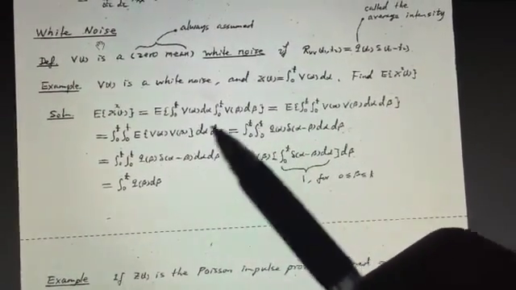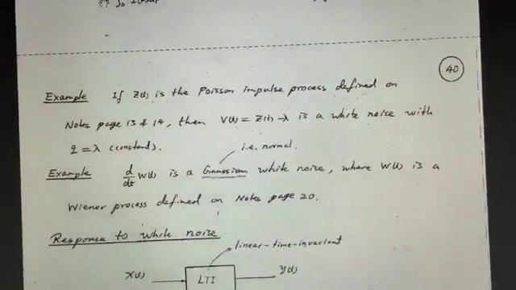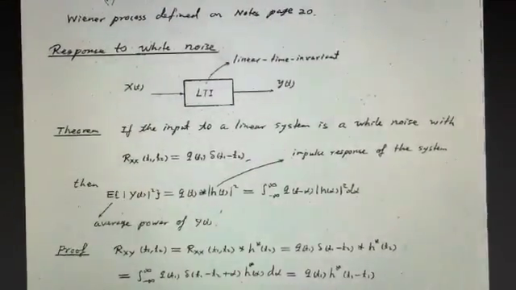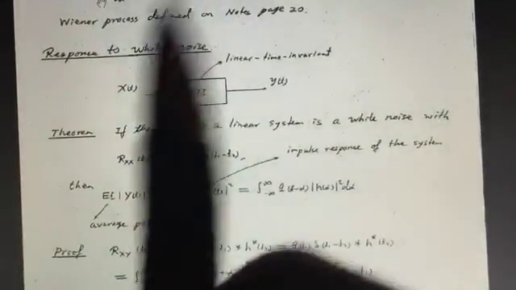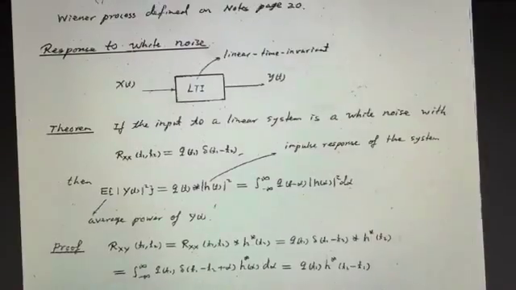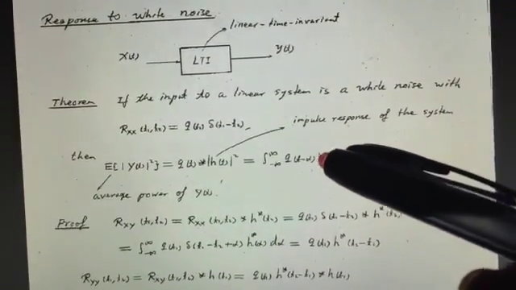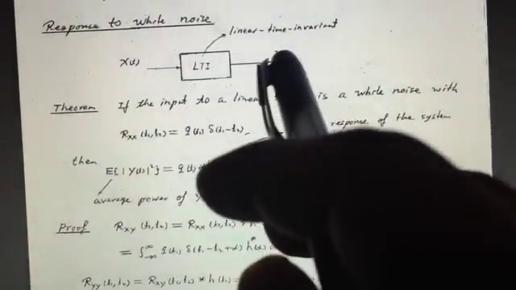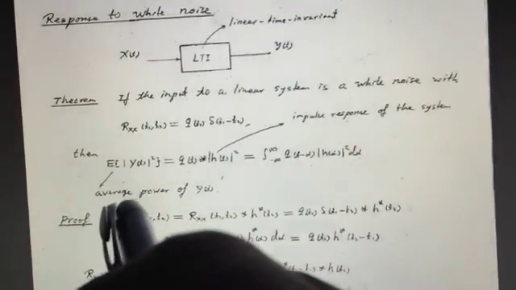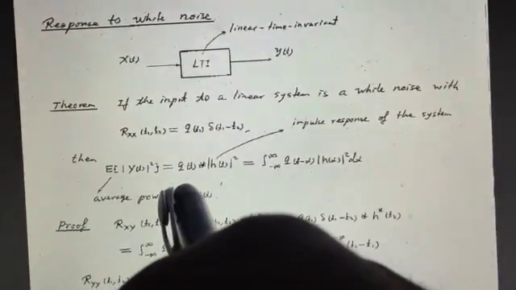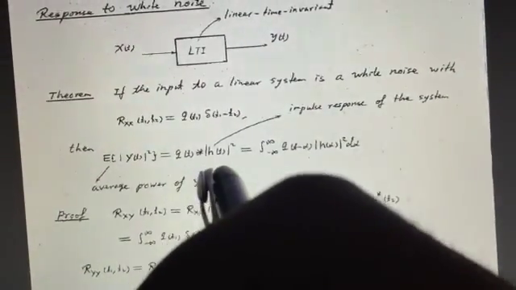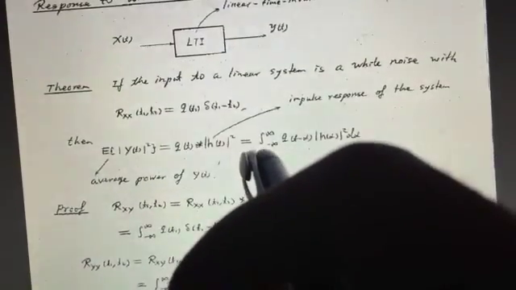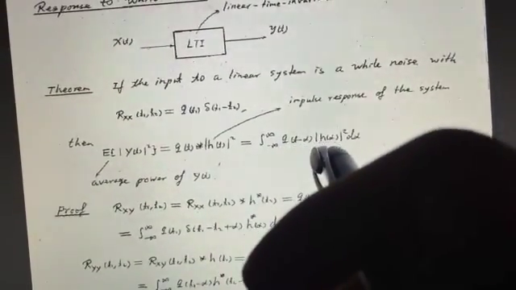Further ahead, we are given an example about white noise, which we are supposed to elaborate on. We also get to know what the response usually is when a system has white noise as input. There is a theorem which says that if the input x(t) to a linear system is white noise, then the expected value of y(t) squared, the output squared, also known as the average power, is the value of q(t) convolved with h(t) squared. Here h is the impulse response of the system, and because it's a convolution, it can be written as the integral from minus infinity to infinity of q(t minus alpha) h squared(alpha) d alpha.